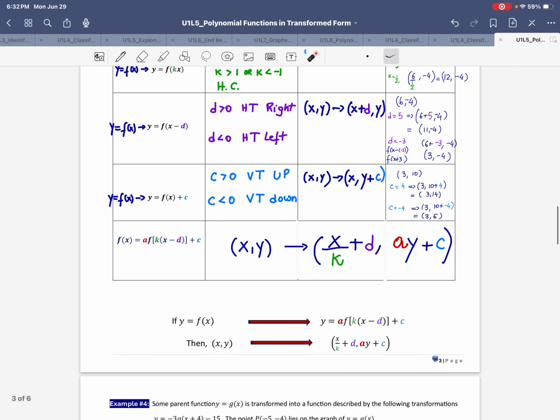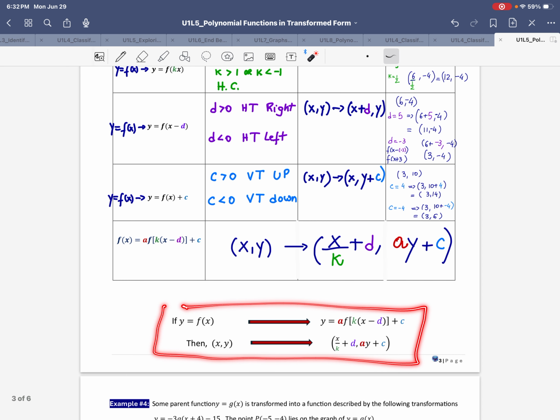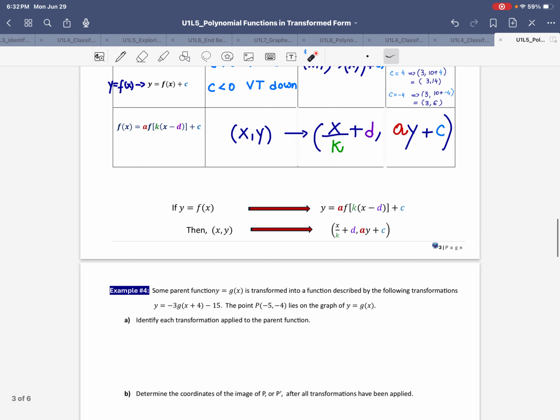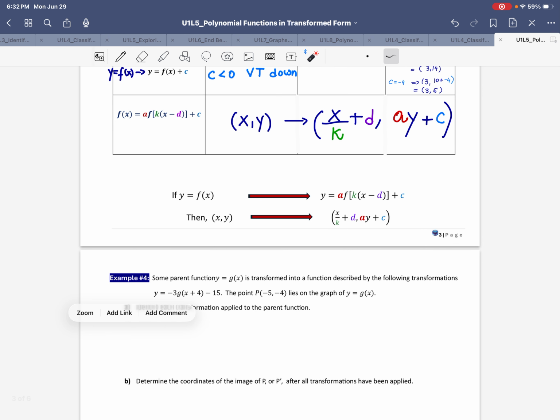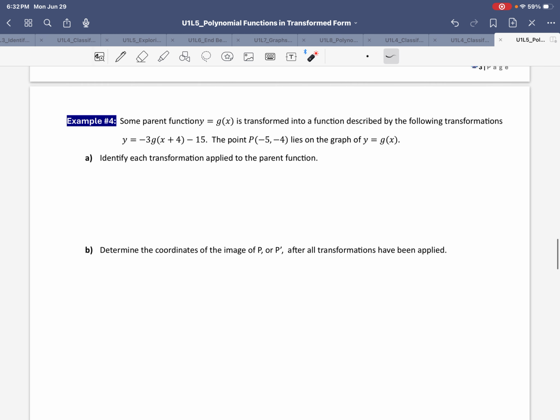I put them together in here as well. Now, this is a formula worth remembering, but most importantly, we need to understand how it works and why it works the way it does. Now let's practice this formula on a couple of questions.